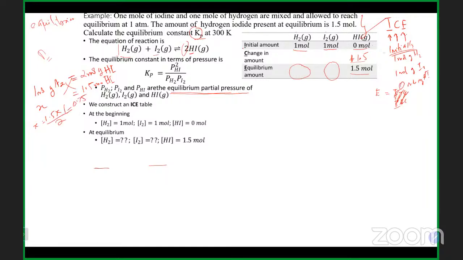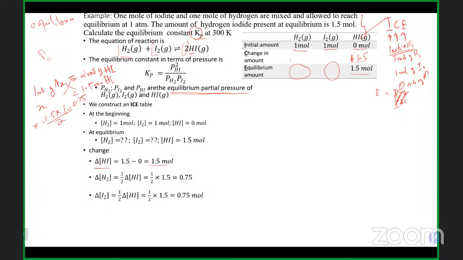So 1.5 moles of HI will be produced by 0.75 moles of H2. Similarly, since you have 1 mole producing that, 0.5 moles of H2 will also be provided. So that's what we have here. Delta HI, the change, is that, which means the change in H2 will be 0.5, and the change in I2 will also be similar because you have 1 mole. So this is for H2.